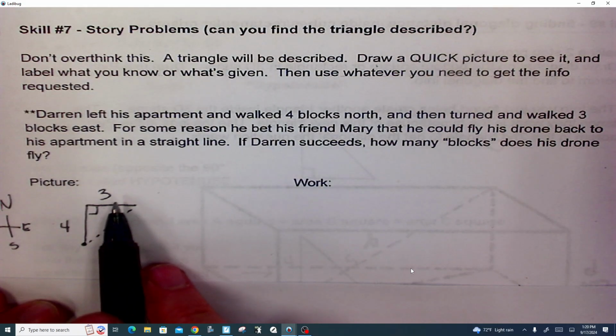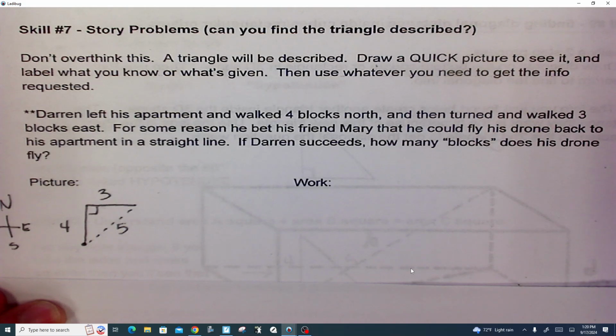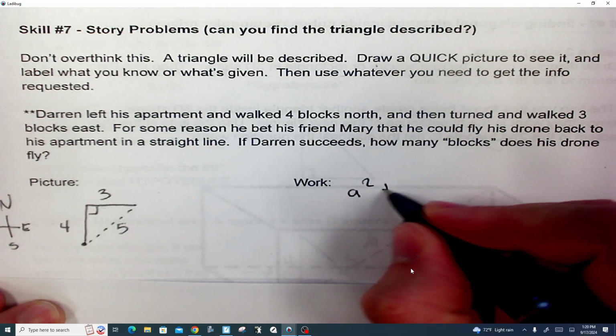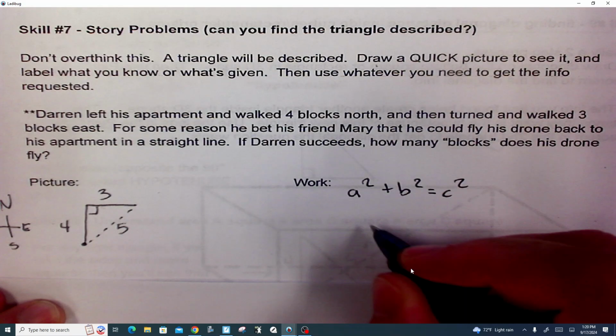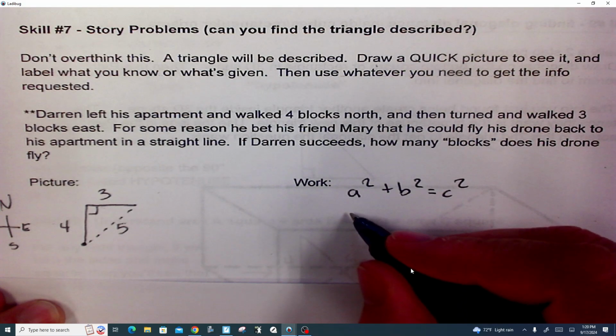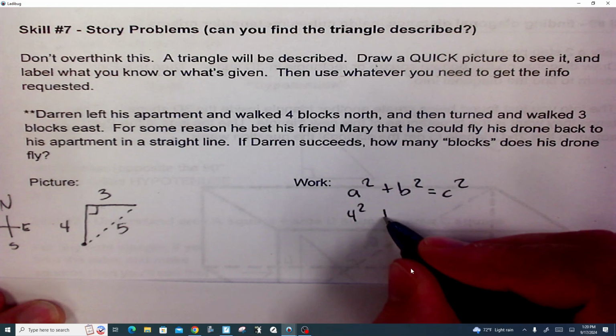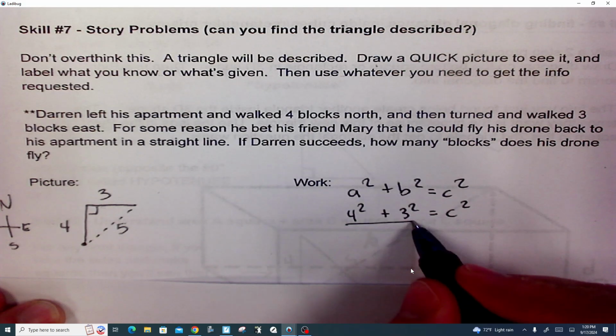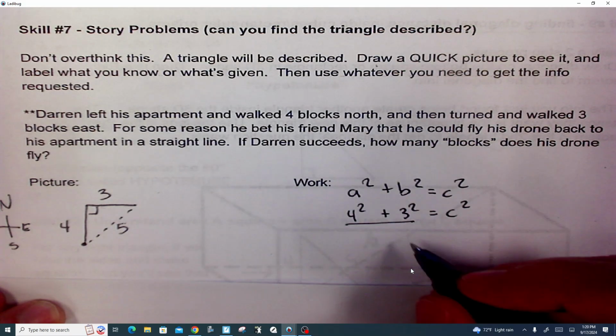How do I know that? Because that's a 3, 4, 5 triangle. That's one of the Pythagorean triples that shows up so much. But let's just say that you didn't know how to do this. Well, a squared plus b squared equals c squared. You plug in your information here. 4 squared plus 3 squared equals the hypotenuse squared there. Isn't that 25 right there?